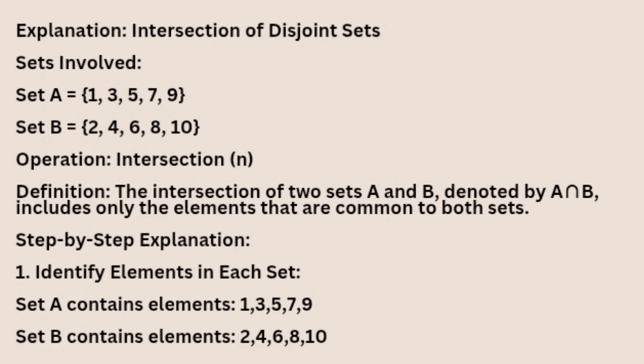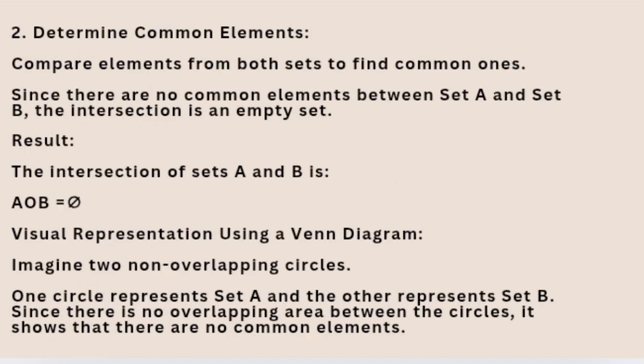First, identify elements in each set. A contains 1, 3, 5, 7, 9, while B contains 2, 4, 6, 8, 10. Step 2: determine common elements. Compare elements from both sets to find common ones. Since there are no common elements between set A and set B, the intersection is an empty set. So the result is that the intersection of sets A and B, A ∩ B, equals the empty set.